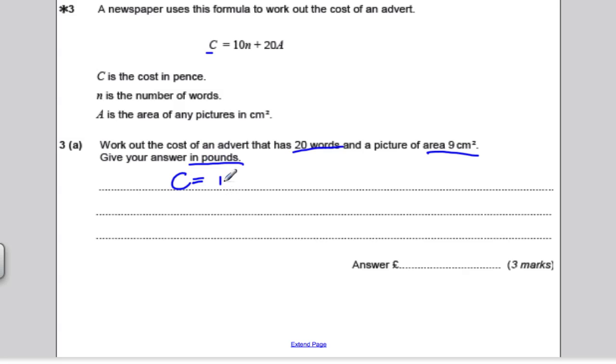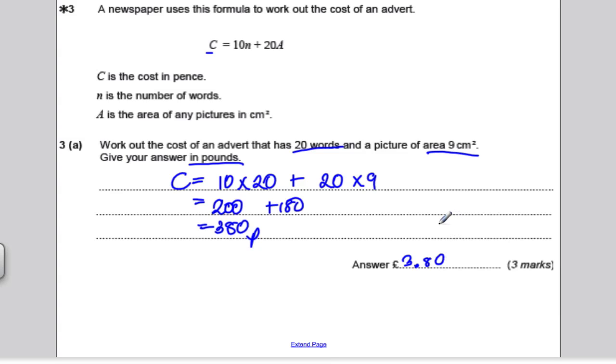The cost is therefore 10 times 20 words plus 20 times the area, which is 9. So you do 10 times 20, you get 200. You add 20 times 9, which is 180, and you get 380 pence. But it's asked for your answer in pounds, so you must write £3.80 to get the full answer and the full marks there for 3 marks. Okay, next question, pause the video, have a go. Mark your work.